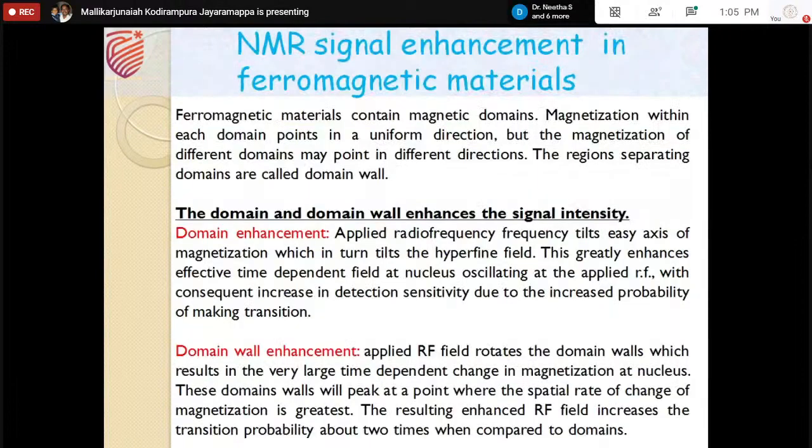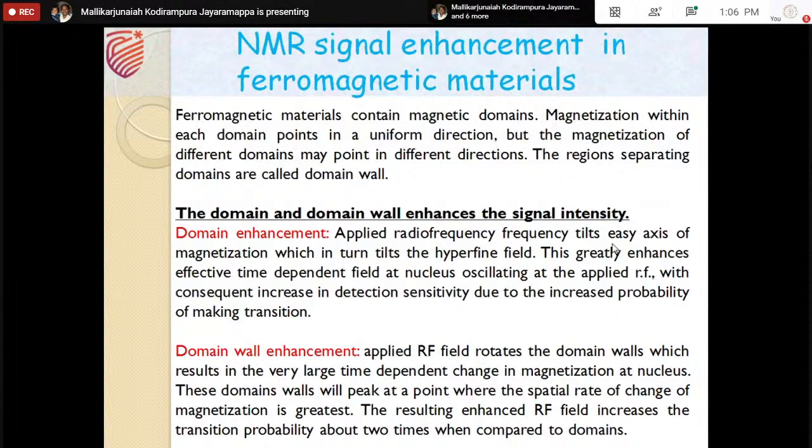And let us try to, this is already a known thing, that's why I just read it out. Ferromagnetic materials contain magnetic domains, and the magnetization within each domain points in a uniform direction. But the magnetizations of different domains may point in different directions. Therefore, the region separating these domains, wherever we have individual orientation, we call a domain wall. The domain and domain wall enhance the signal intensity. This is the crucial part in internal field.